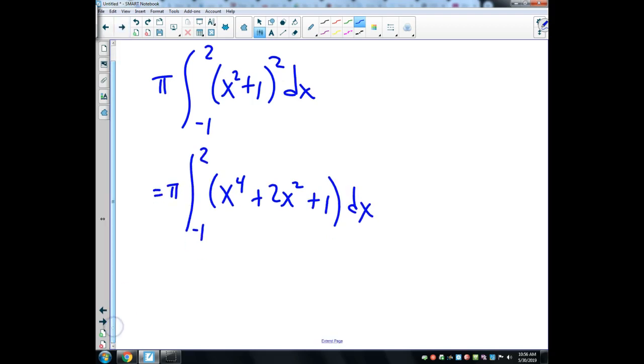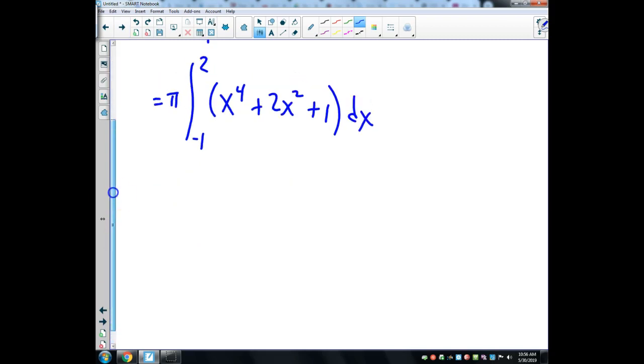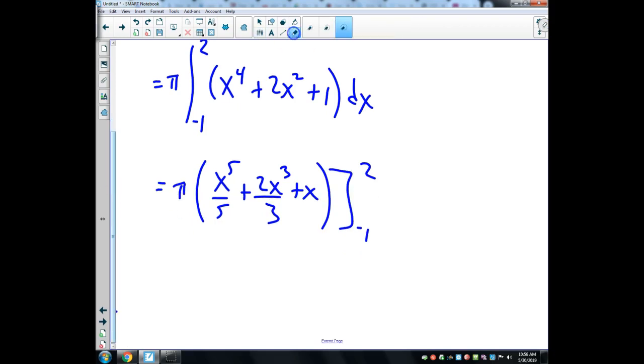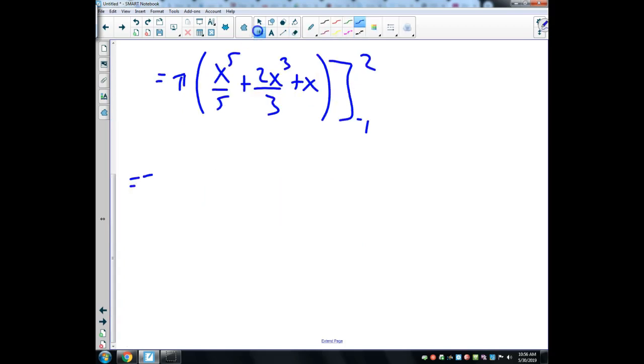So this is going to be the volume of the smaller disks. And we take a big green volume minus a little blue volume, right? So now we can integrate, because this is just the power rule. x to the 5th over 5 plus 2x cubed over 3 plus x, evaluated from -1 to 2 and multiplied by pi. Okay. So this is going to be pi times, plug in 2, plug in -1, and subtract. Fundamental theorem of calculus.